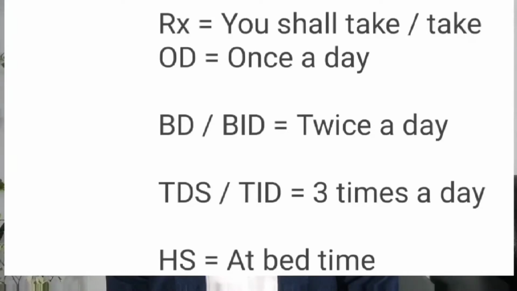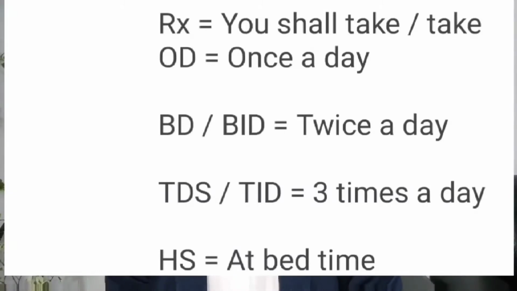In the prescription you will find OD. OD means once a day. BD or BID or BDS means twice a day. TDS or TID means 3 times a day. You have to take the prescribed medicine 3 times a day.